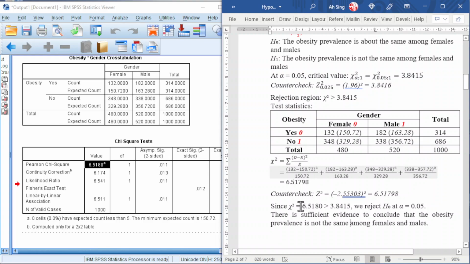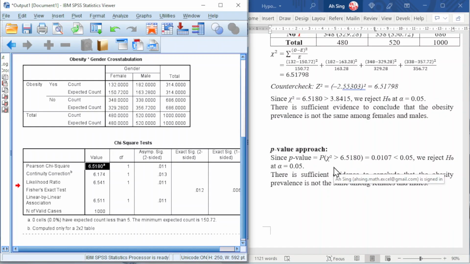From here, we could also conclude that we reject H null at alpha equal to 0.05 since the test statistic is greater than the critical value. And therefore, we can come to the same conclusion.